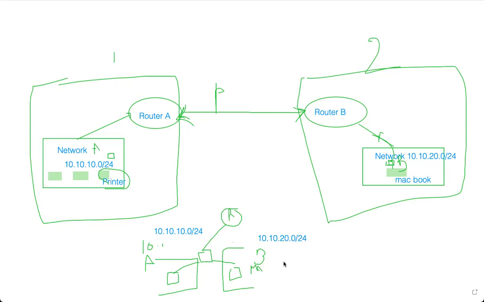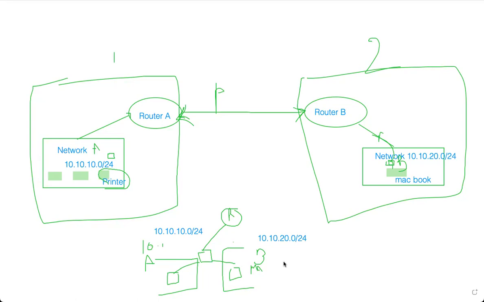So, Prasad, tell me, how do we make this communication work in the bottom diagram? The printer has to communicate with the MacBook. They are connected to the switch, and the switch is connected to the router. How can we make this work if there is a single router? Like, can you repeat the question? I haven't understood that.